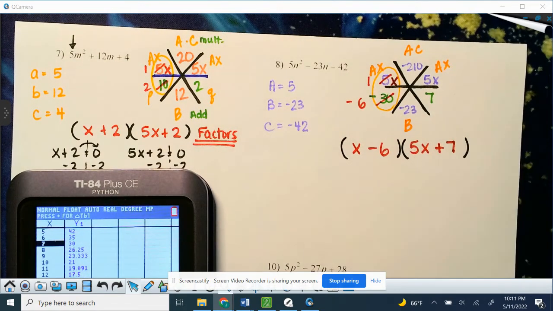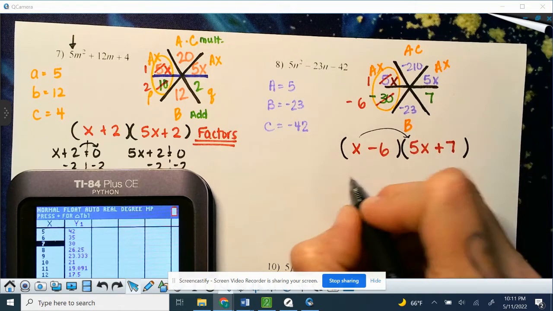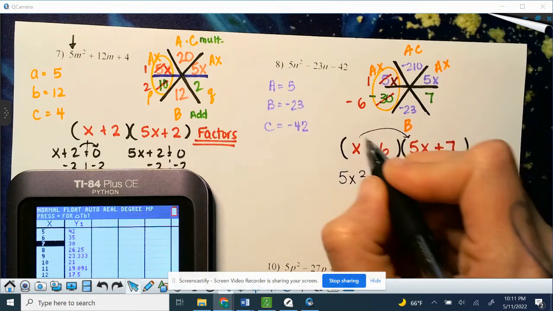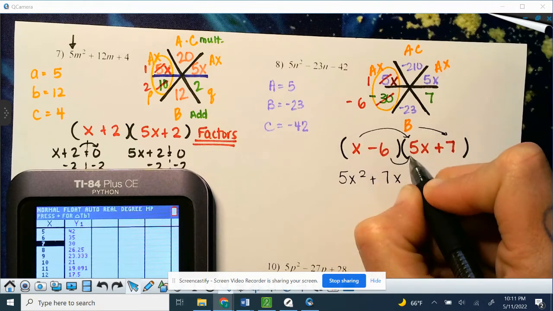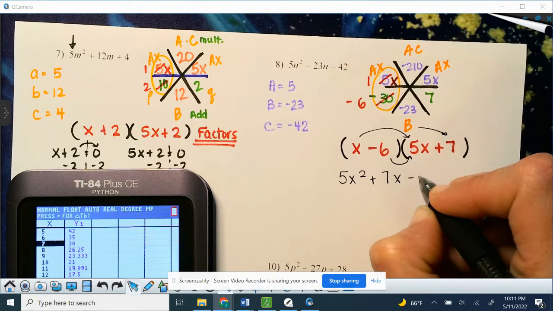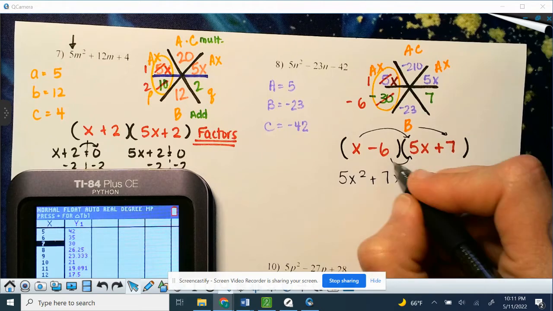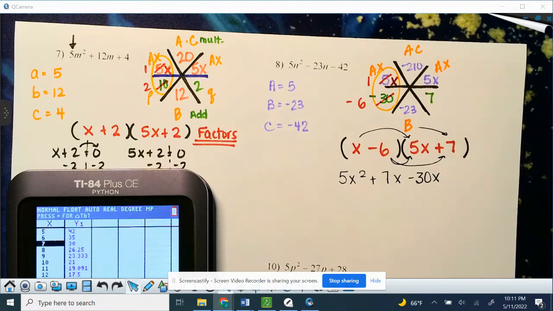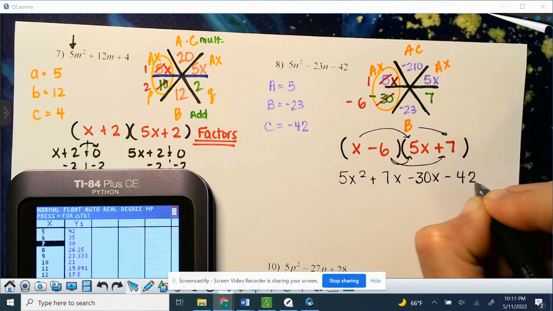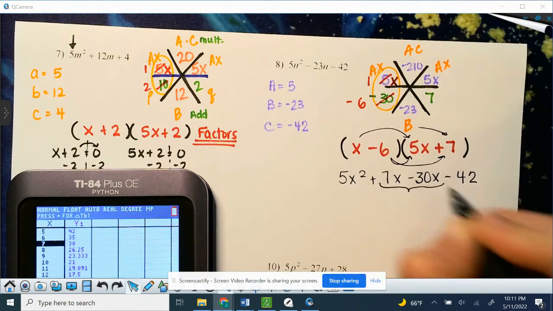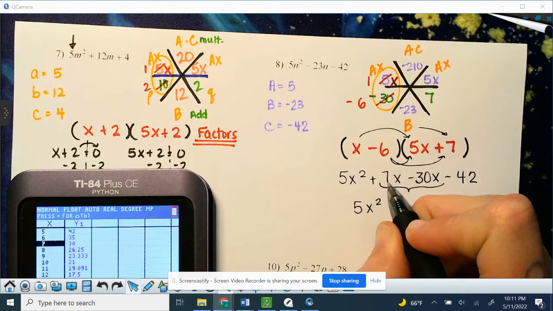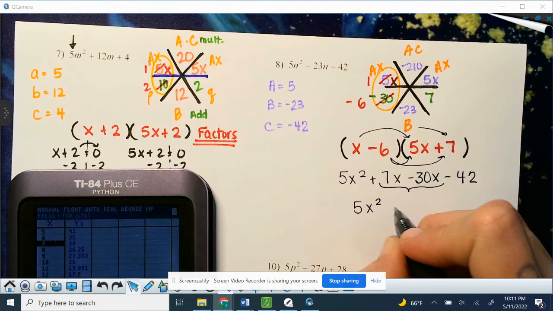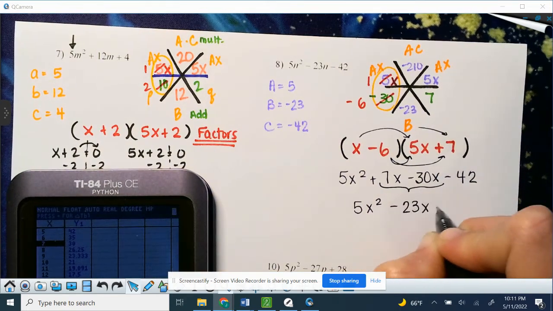And then make sure it's right. So x times 5x is going to give me 5x squared. x times 7 gives me 7x. Negative 6 times 5x is going to give me a negative 30x. And negative 6 times 7 is going to give me a negative 42. Combine our like terms in the middle. So we have 5x squared, which looks good up here. 7 minus 30 is going to give me a negative 23x and then minus 42.